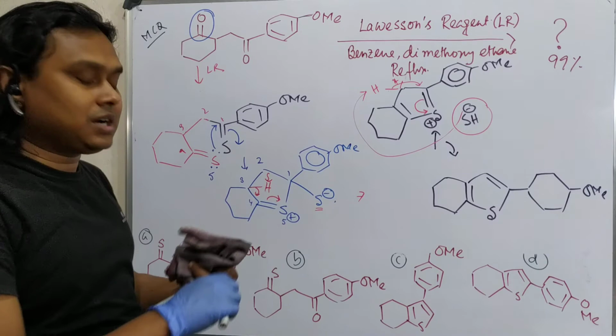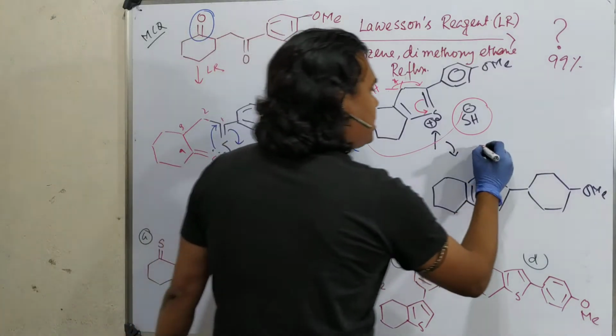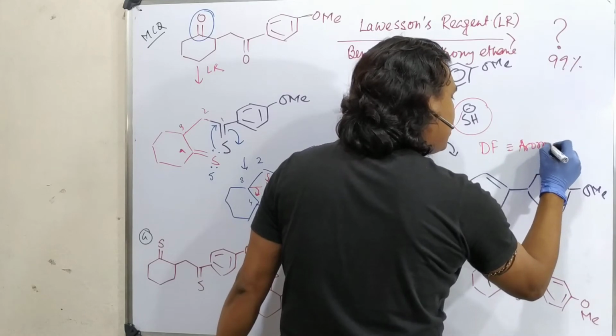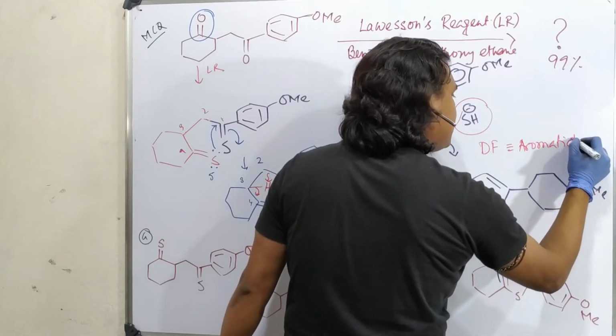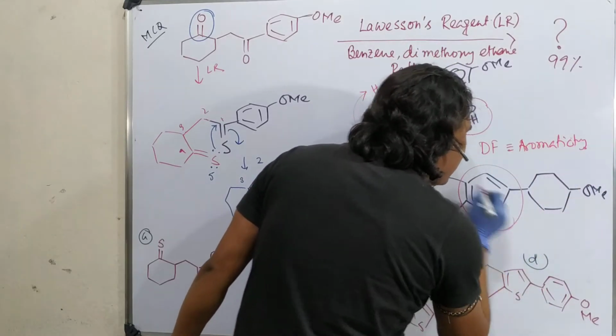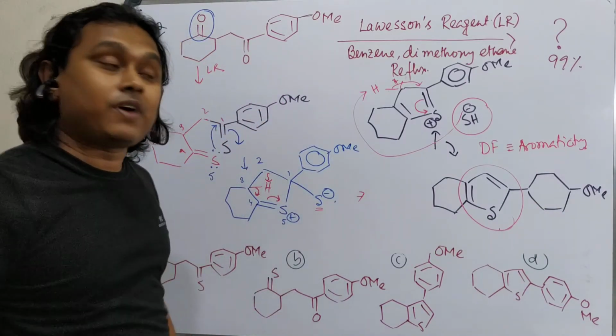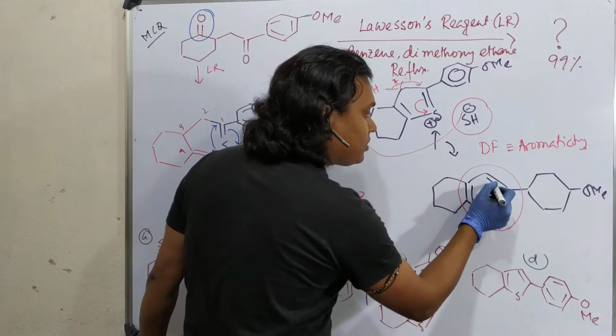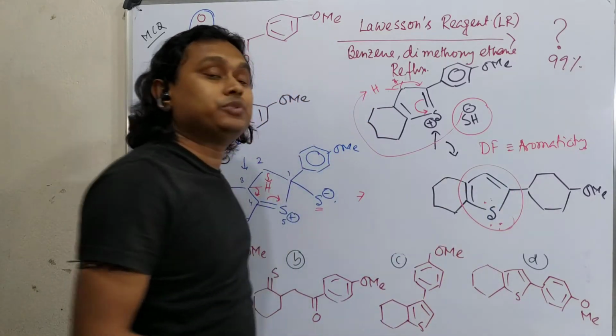So what is the driving force for this reaction? Driving force, DF, is aromaticity. What do I mean? Look at this. This is a thiophene derivative, and we know it's a 5-member heterocyclic compound. They are pi excess nucleus. Why? Because 6 pi electrons are distributed over 5 atoms.